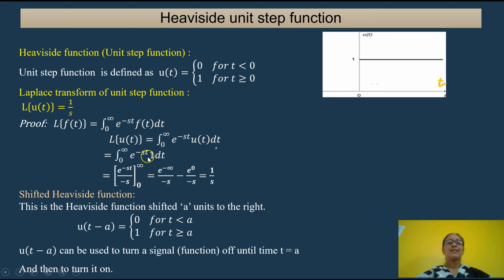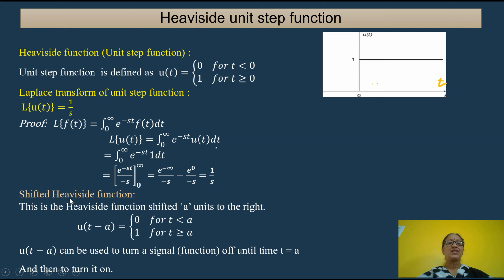Now integrate this e power minus st. So integration of e power minus st is e power minus st upon minus s under the limit 0 to infinity. When we apply upper limit, we get e power minus infinity by minus s minus, when you apply lower limit, you get e power 0 upon minus s. As e power minus infinity is 0 and e power 0 is 1, here first term becomes 0 and this second term gives 1 upon s. So Laplace transform of unit step function u of t equal to 1 by s.